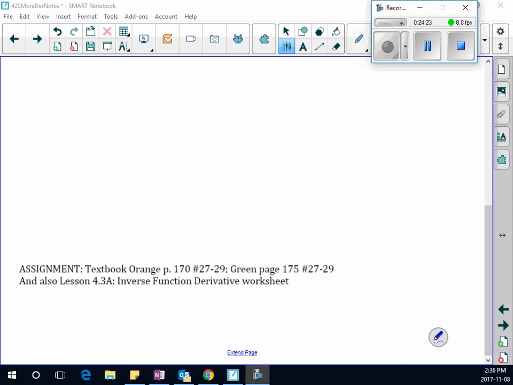If you look at the assignment, it's only 3 questions in the textbook because there's a very short section in the textbook. However, I do have a worksheet that I created that's even better. But I would still do the 3 questions in the textbook. Just notice that they're on different pages if you look at the solutions.